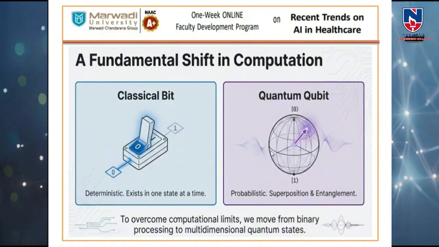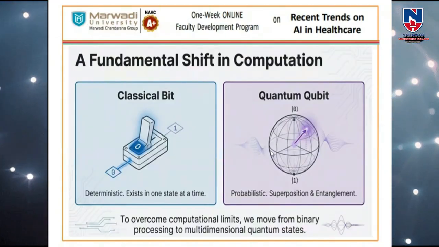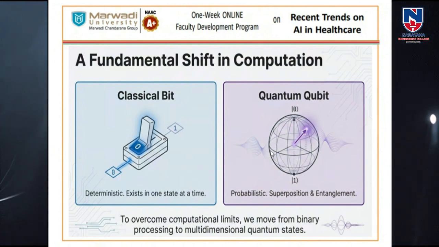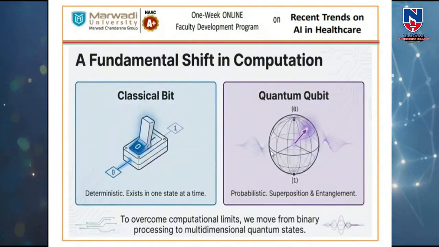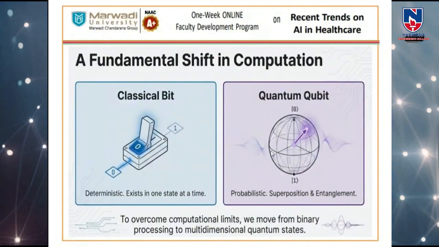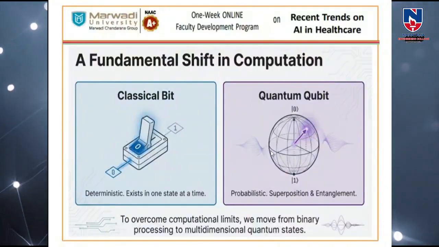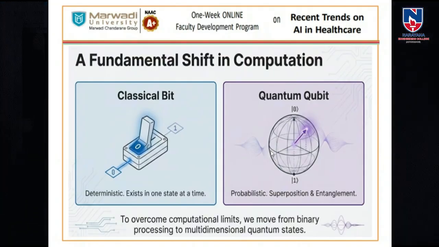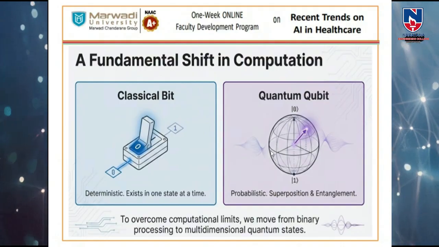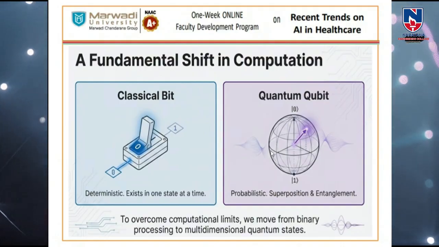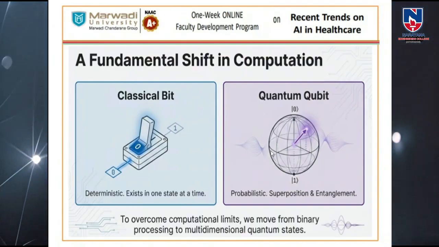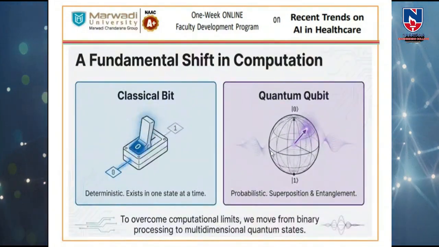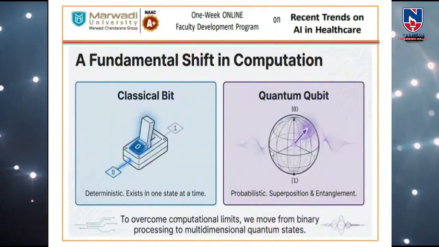As you know, the computation made by classical computers, which we use in daily life, is in terms of classical bits, digital information like zeros and ones only. We are looking for quantum computers and quantum computing, in which instead of binary bits like 0 and 1, we are going to make use of qubits. The basic difference is that a classical bit is deterministic. That means it exists in one state at a time, so one can predict.